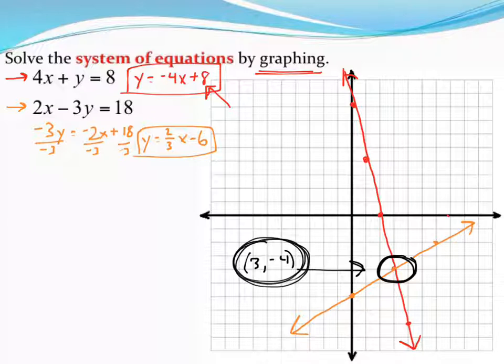So those aren't too bad to do by hand, but like I said, if your answer isn't a nice neat integer, if there are decimals, at best it's going to be an estimate. So let me show you how to use your graphing calculator to find the intersection as well.